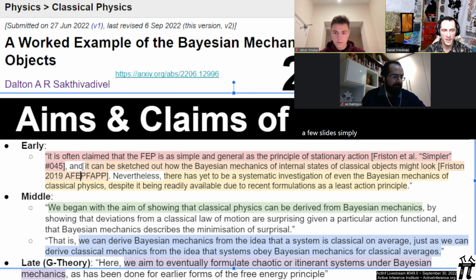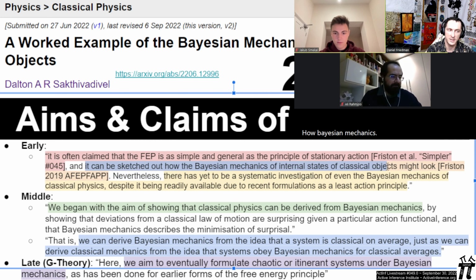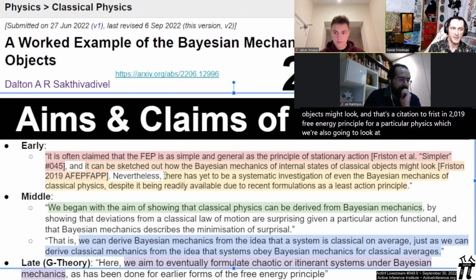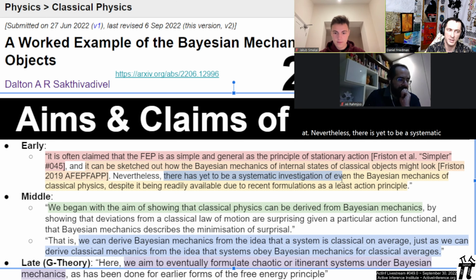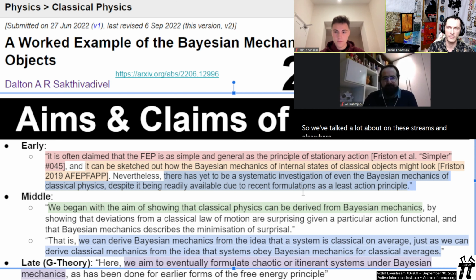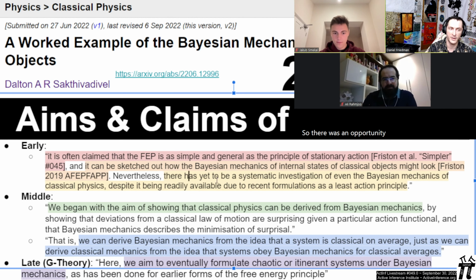Simpler, but not too simple. And it's claimed about the FEP that it can be sketched out how Bayesian mechanics of internal states of classical objects might look. And that's a citation to Friston 2019, Free Energy Principle for a Particular Physics, which we're also going to look at. Nevertheless, there is yet to be a systematic investigation of even the Bayesian mechanics of classical physics, despite it being readily available due to recent formulations as a least action principle. So we've talked a lot, on these streams and elsewhere, about the free energy principle as a variational principle of least action for cognitive systems. So there was an opportunity that Dalton identified, which is to make a systematic investigation of classical physics and provide worked examples.